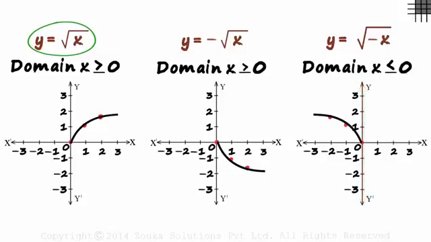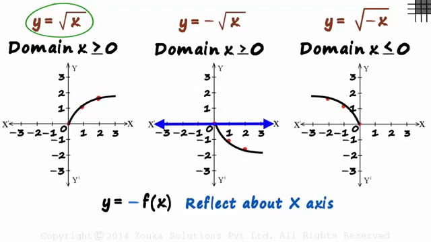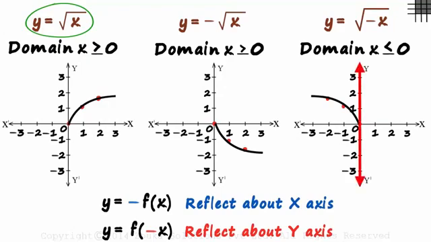All this is so easy, but can get complicated if you don't understand how graphs are drawn. Let's summarize what we saw in this session. If y is equal to f of x is the original function, then the graph of y equal to minus f of x will reflect about the x-axis. And the graph of y equal to f of minus x will reflect about the y-axis.